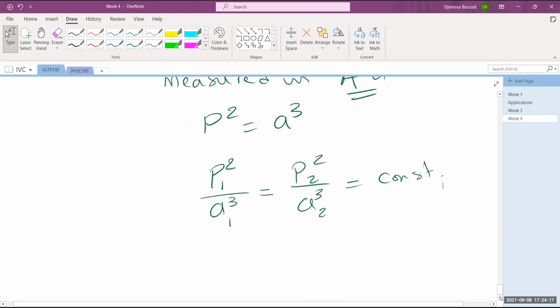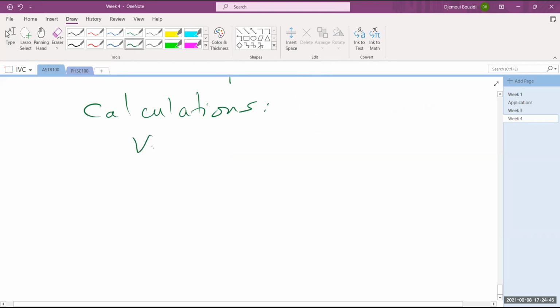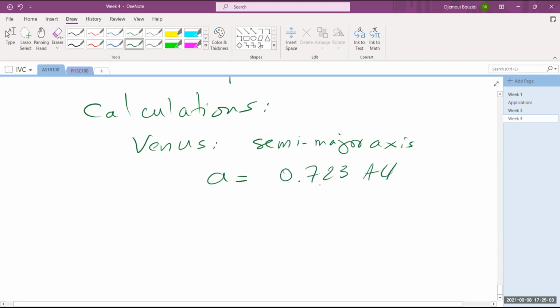So let's tag into the second part of the objective, which is to do calculations. For calculations, I'm going to open page 95 from the book, and I'm going to pick up 2 planets from that table. The planets I chose are going to be Venus and Jupiter. From the book, Venus has a semi-major axis, namely A, equal to 0.723 astronomical units. That means it's about 3/4 of the way from the sun than the Earth is.